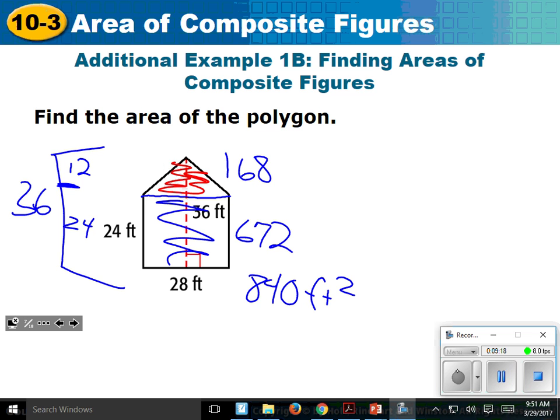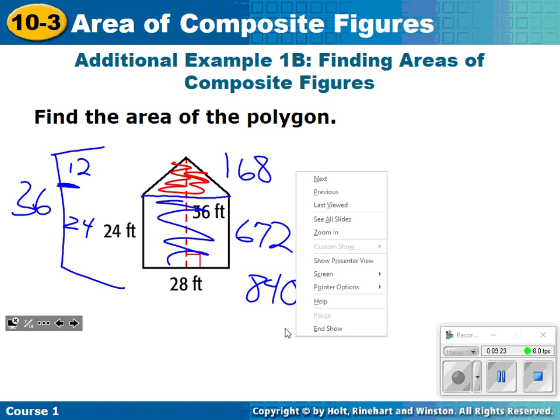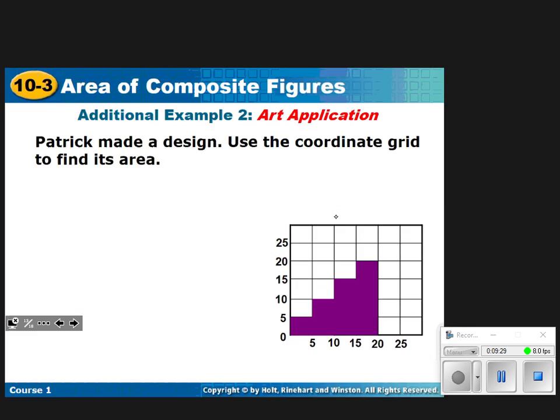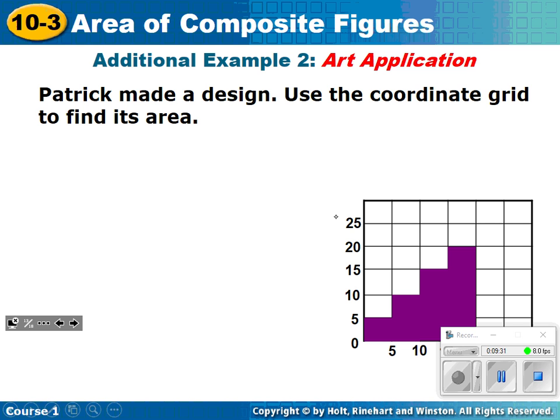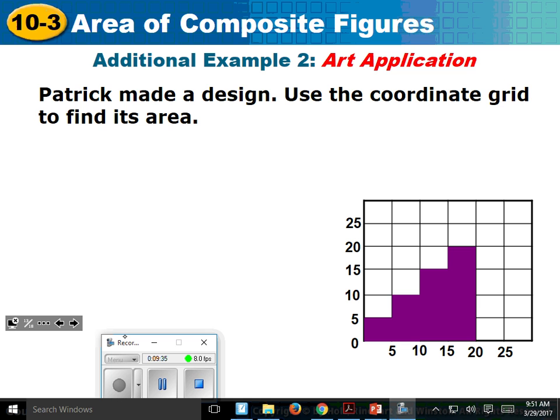All right? One other thing I want to show you, and then I'm going to give you your assignment. It's only 4 problems. So the last thing I want to show you is you're going to have problems that look like this. It's going to say, Patrick made a design. Use the coordinate grid to find its area. A lot of you are going to want to count these up. 1, 2, 3, 4, 5, 6, 7, 8, 9, 10. And then call it 10 and call it good. That's not good, is it?